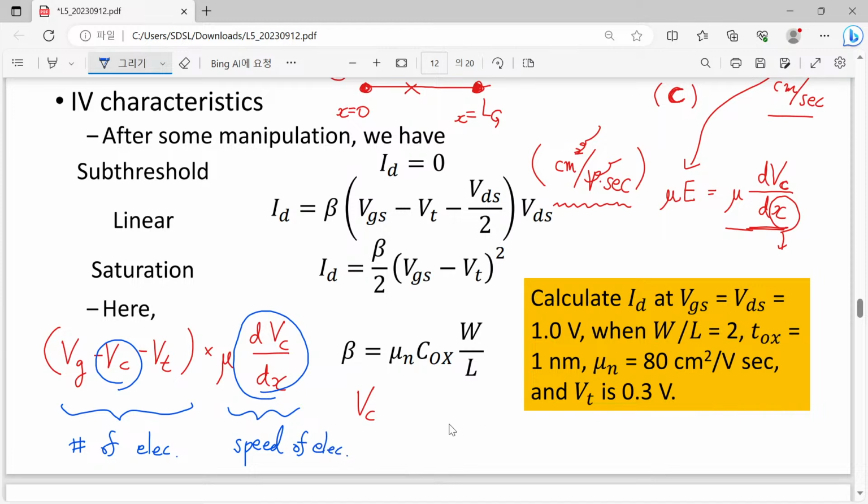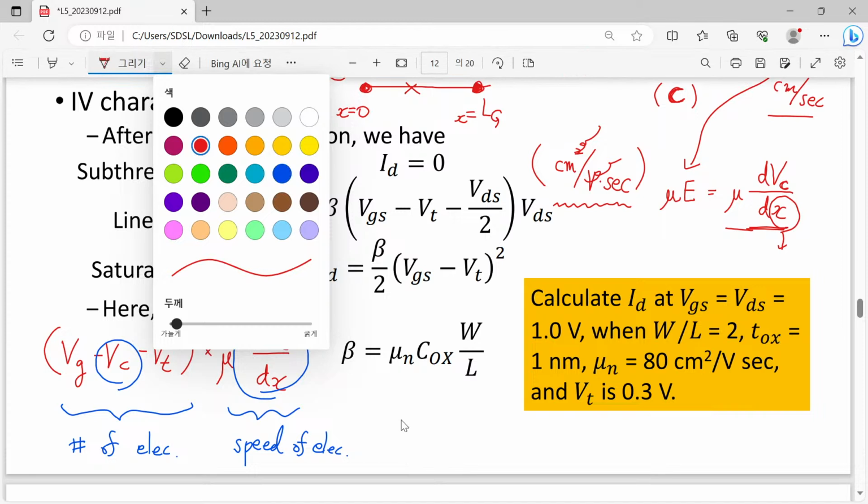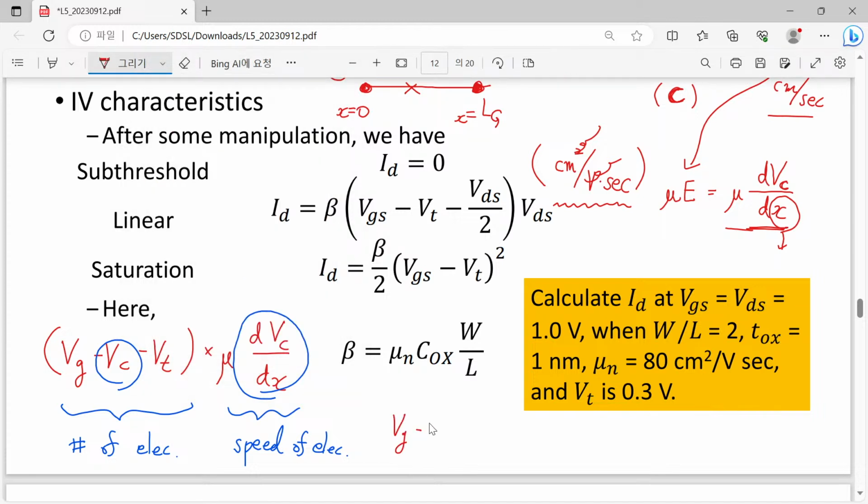So then this expression will give us two terms. The first term is linear, Vg minus Vt times dVc over dx. So are you with me? Taking this one and another one, you will have this form. And we have another one, Vc times dVc over dx.